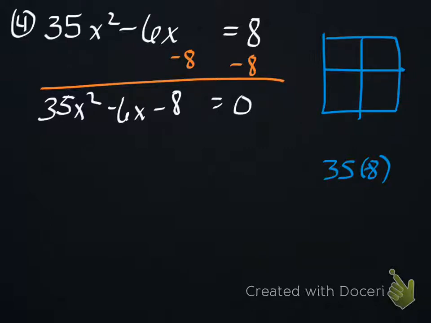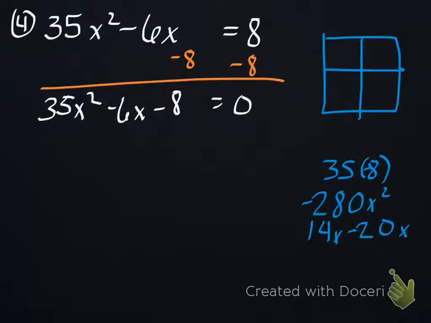Negative 280 x squared. And so we're trying to figure out what factors I can come up with that are going to be a difference of 6. Does anybody have any that will work? 14 and 20? Which is going to be negative? 20, because we want the 6 to be negative.